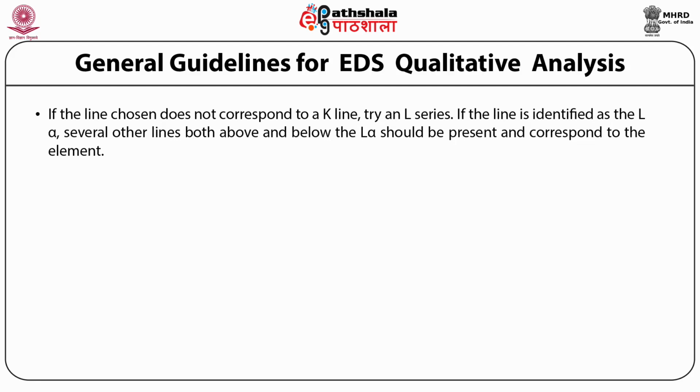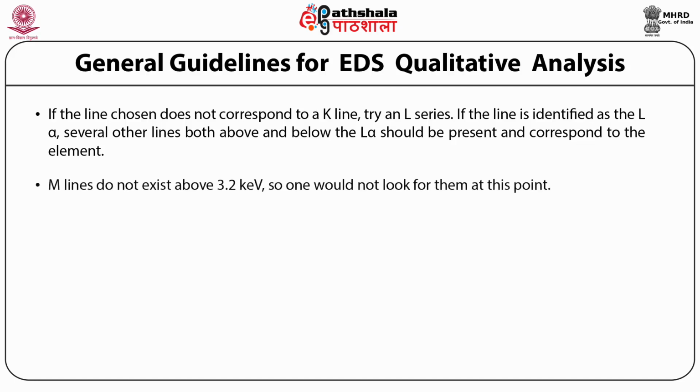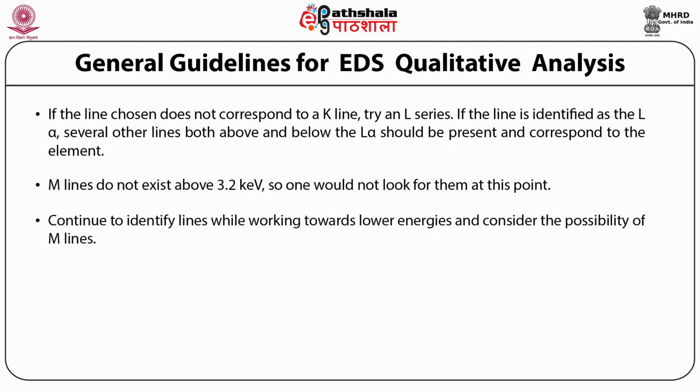If the line is identified as the L alpha, several other lines both above and below the L alpha should be present and correspond to the element. The EDAX system should be able to display them at their correct relative intensities. M lines do not exist above 3.2 kilo electron volt, so one would not look for them at this point. Then continue to identify lines while working towards lower energies and consider the possibility of M lines.